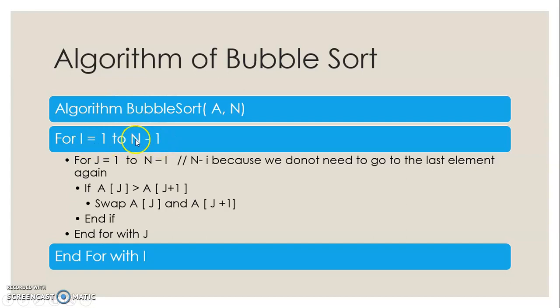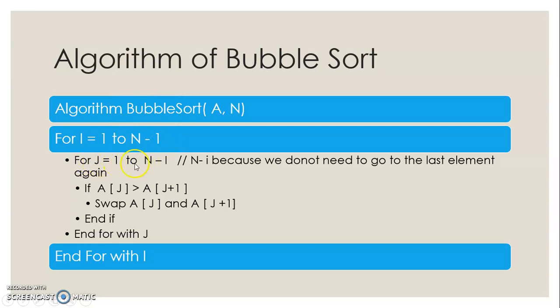from 1 till n minus 1. Why n minus 1 here? Because the last element will get sorted automatically. If we sort n minus 1 elements, the nth element will automatically get sorted. Therefore, we don't need to run it till n. We will run it till n minus 1.